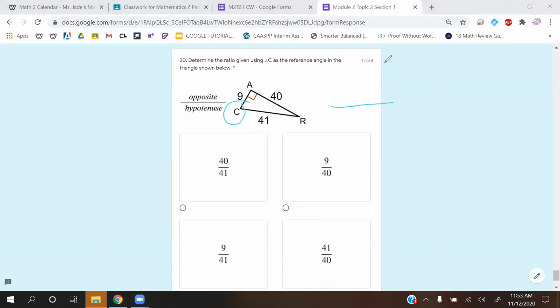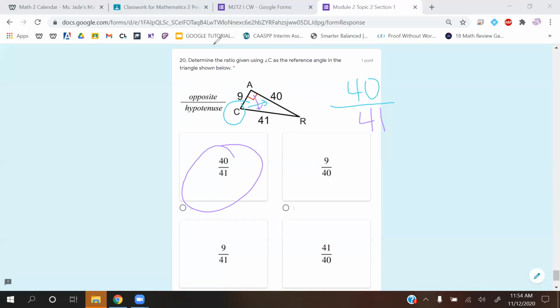We're going to do the opposite. Directly across from C is 40, good. And then our hypotenuse directly across from the right angle is 41. Good, 40/41. So it is the same answer. So the last time we were asking for adjacent over hypotenuse of R, and that's the same as the opposite over hypotenuse for C. Oh wait, I just selected the wrong one. Not that one. There it is, 40/41.